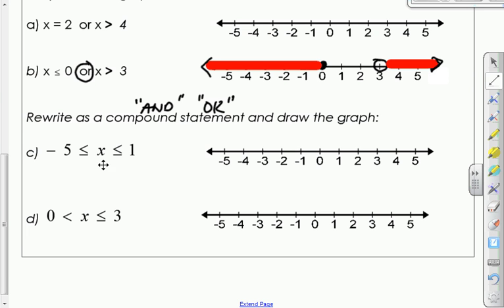Now, any inequality that's written as a compound inequality with a single variable here in the middle is implied to be an and statement. What we want to do is break it down to see what are the two statements that are getting connected. So here's one of them. x is less than or equal to negative 1. So x is less than or equal to positive 1.